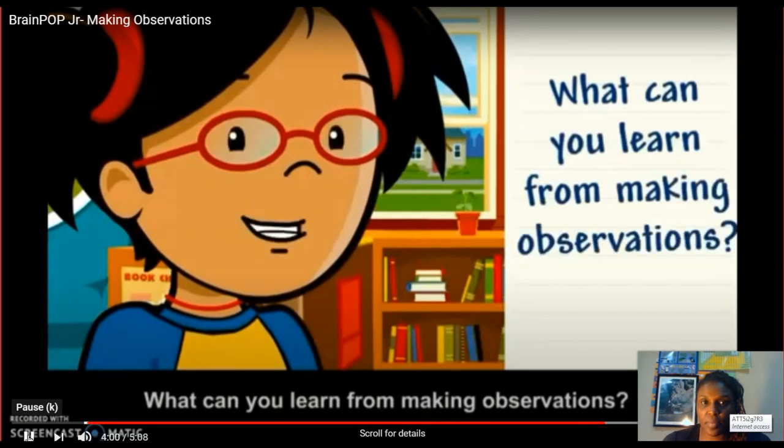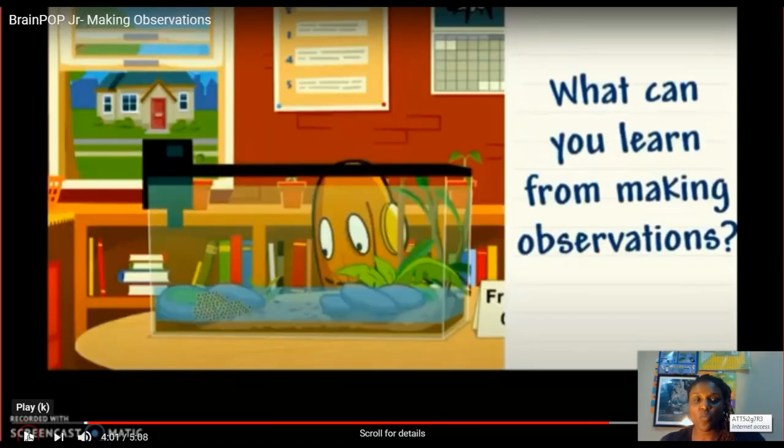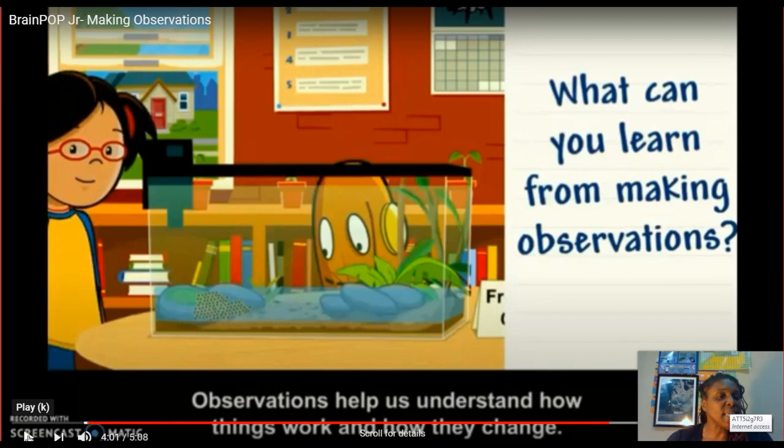What can you learn from making observations? Take some time to write down, what can you learn from making observations? Think about you in the science sense. Why is it important to make observations? And what can you learn from making observations?